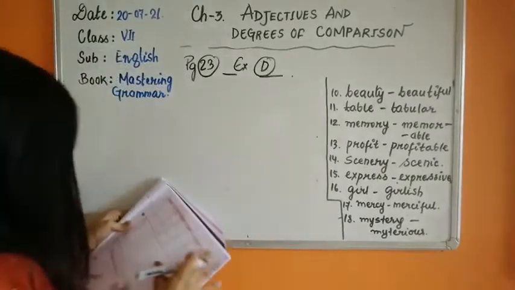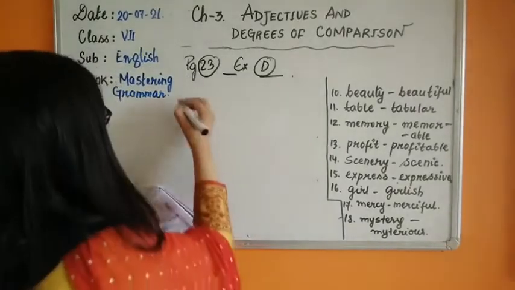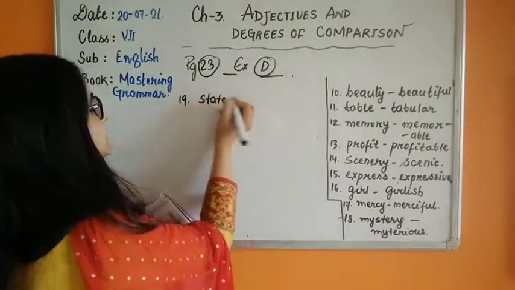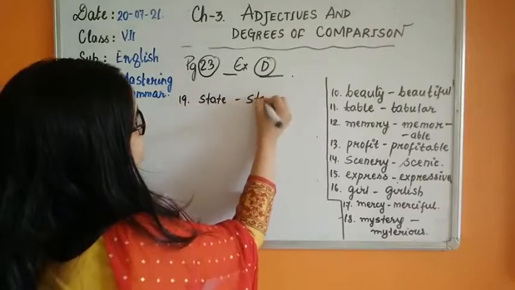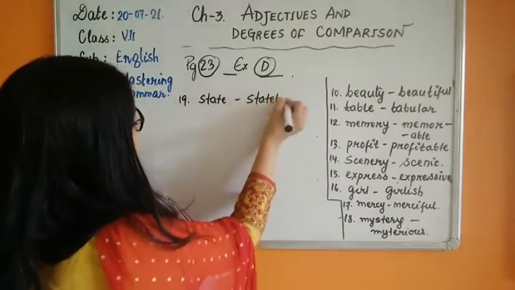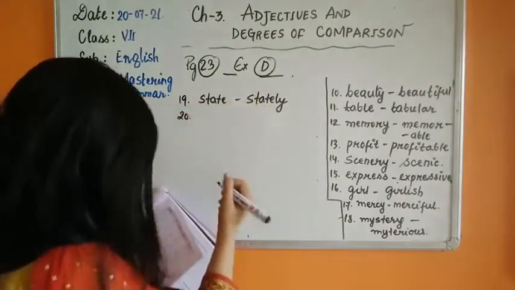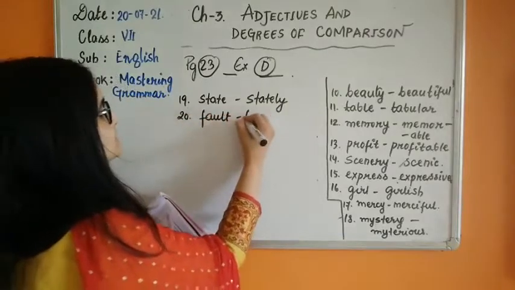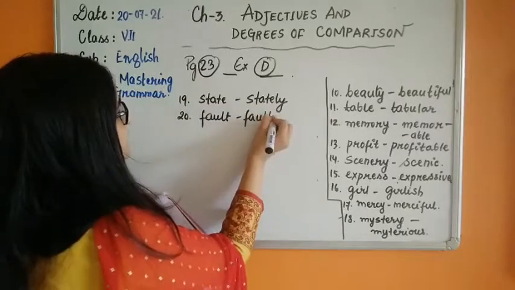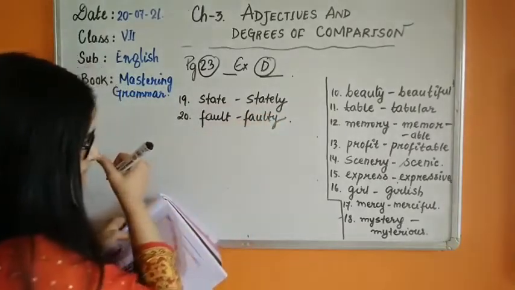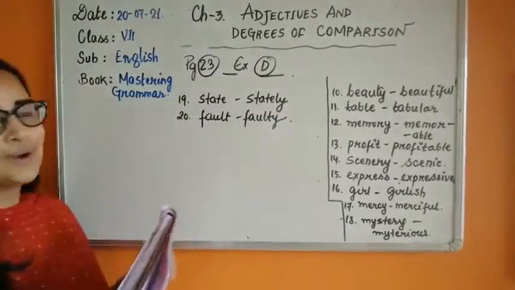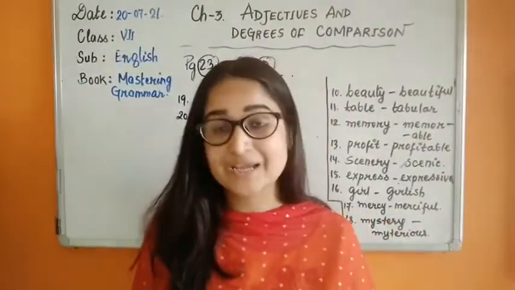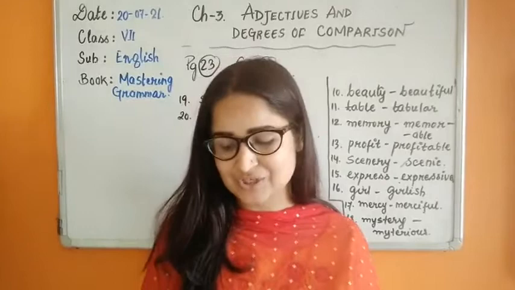Now moving to the next one. State, number 19. State is stately. Yes, stately. Now number 20. The last word for this one. Fault. Fault becomes faulty. Yes children, we are done with this one. I hope you understood children how adding suffix can change nouns into adjectives.